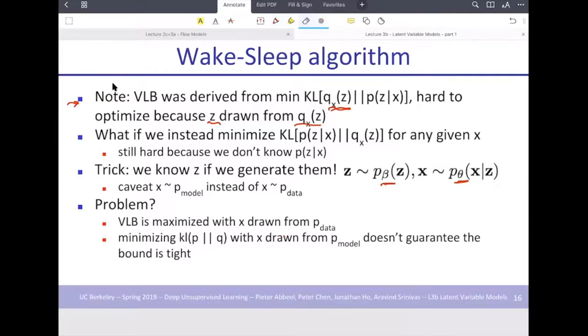The disadvantage is that our x will be from a modeled distribution instead of the observed distribution. And that is why, even if you maximize the VLB, you are actually maximizing the KL divergence between your modeled distribution and the actual distribution. So it doesn't guarantee that the actual one will have a tight bound for the log likelihood.